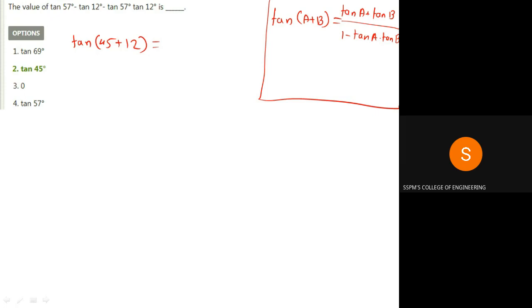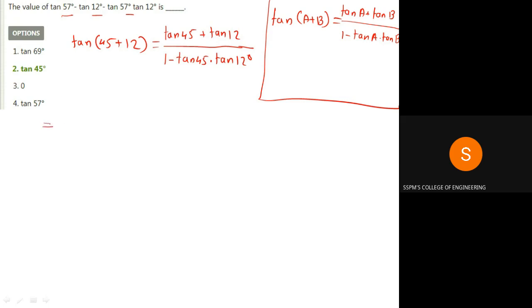So what is tan 45 plus 12? In the numerator we will write tan 45 plus tan 12, divided by 1 minus tan 45 into tan 12. So once you see such numbers, 57, 12, you should understand that we have to use such angles, that is 45 and 12, in order to solve such examples.